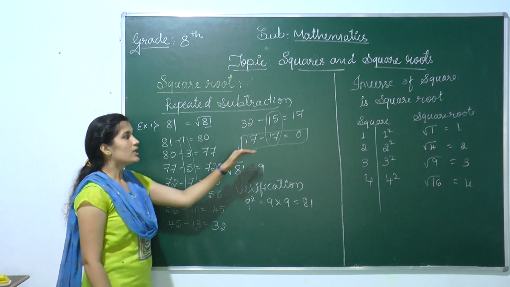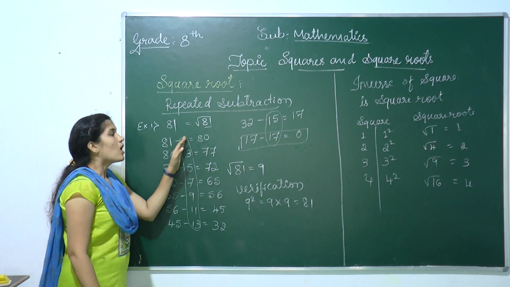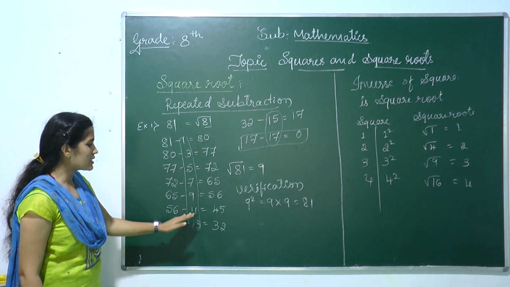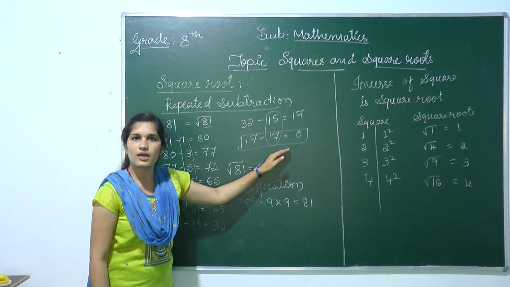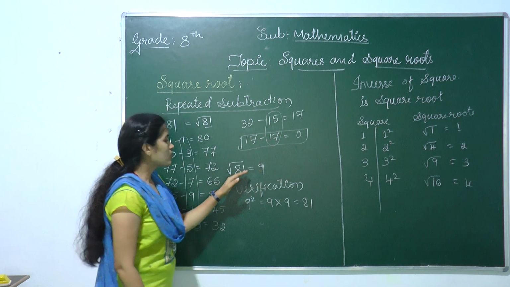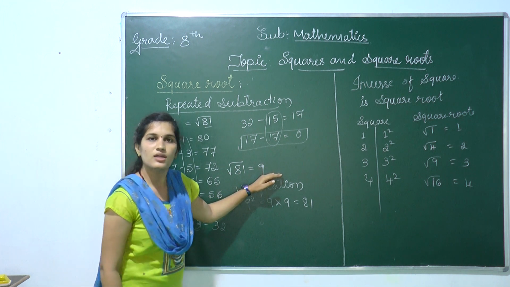At last, if we find 0 as the answer, then we should count how many subtractions we have done. 1, 2, 3, 4, 5, 6, 7, 8 and 9. Here I have gone through 9 repeated subtractions. So the answer is ultimately 9. Got it? It is definitely 9.